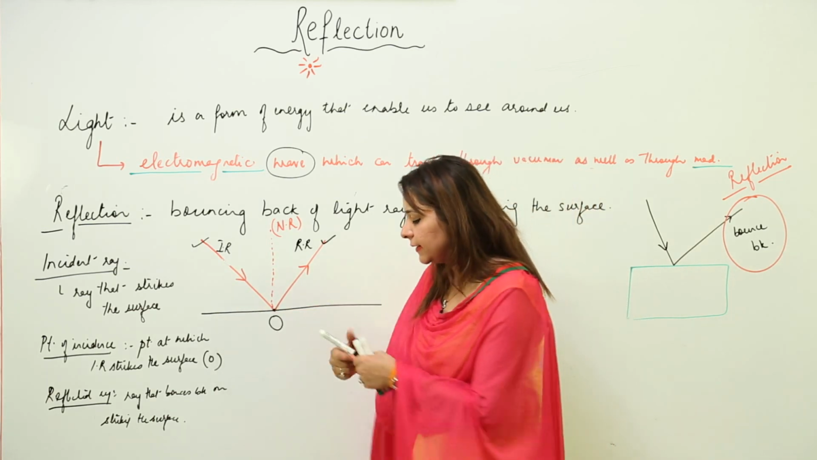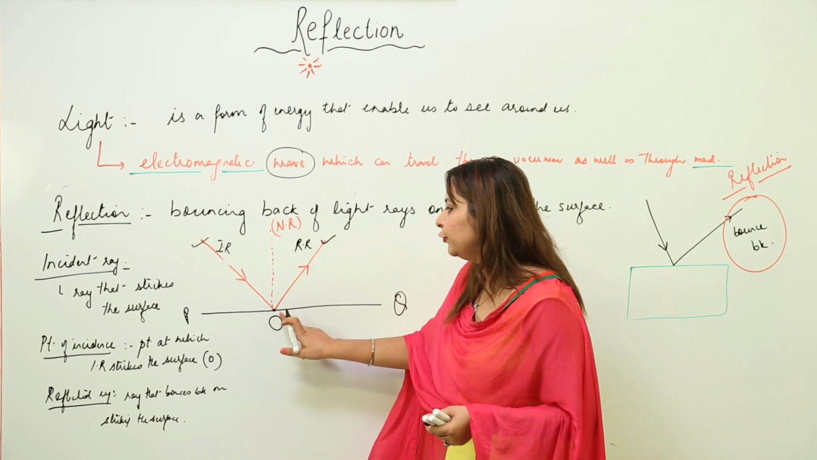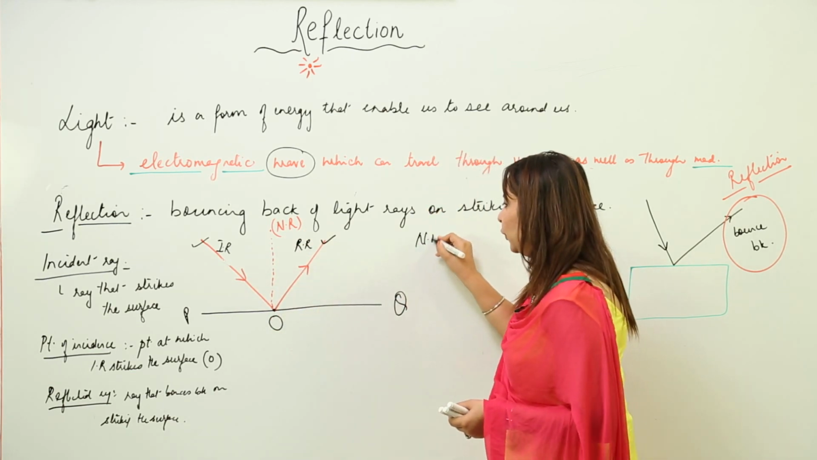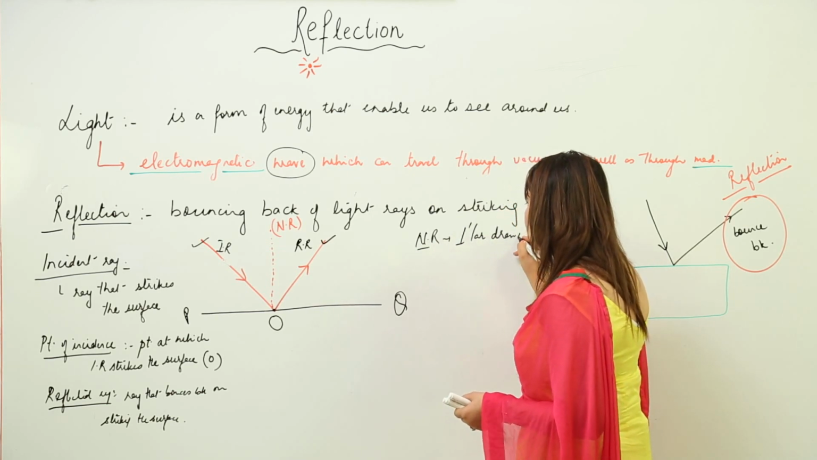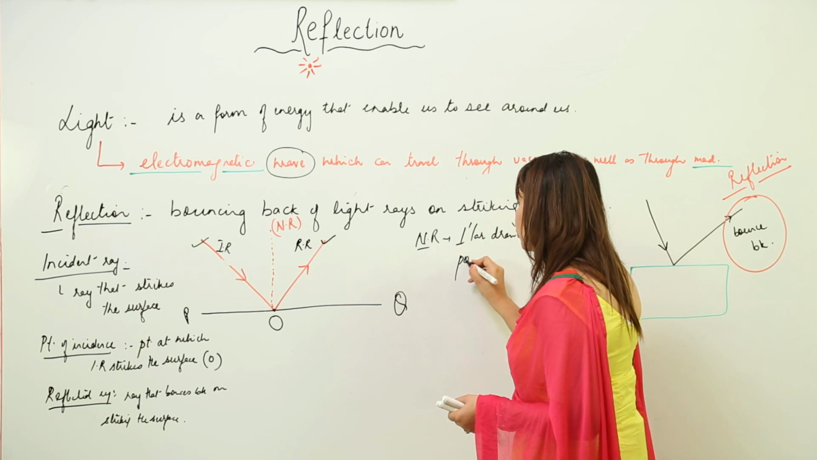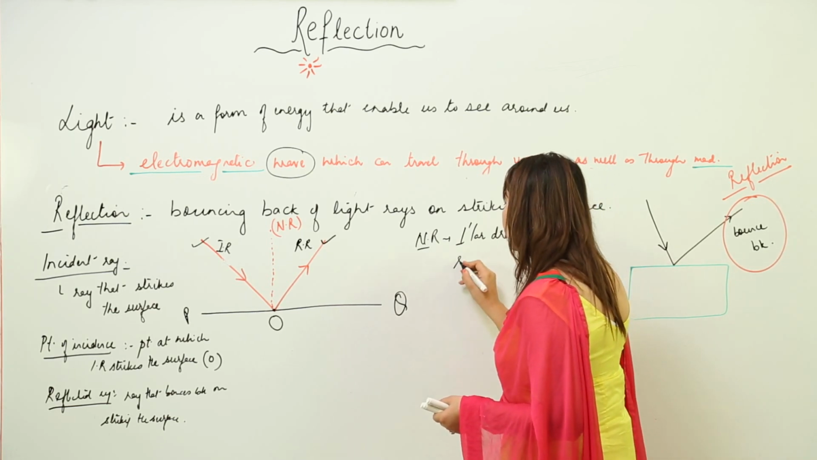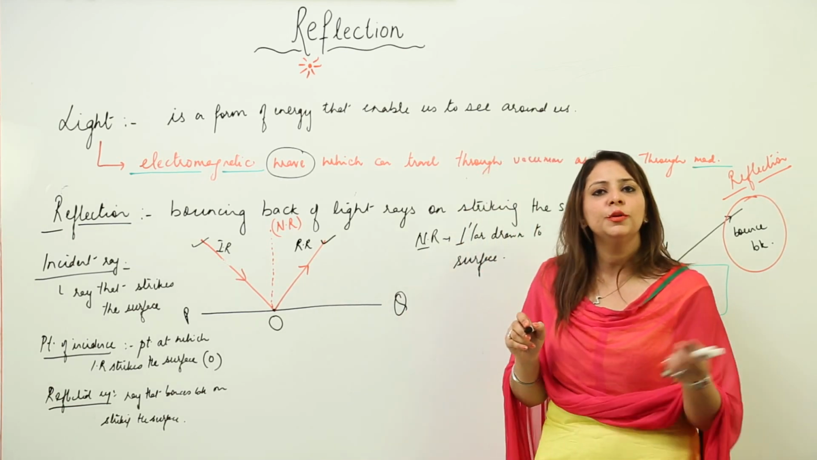As you can see, this is a surface. Let us name this surface PQ. The ray which is falling perpendicular to it is called the normal ray. So what is a normal ray? It is a perpendicular drawn to the surface. You can also say that it is a perpendicular drawn to the point of incidence.